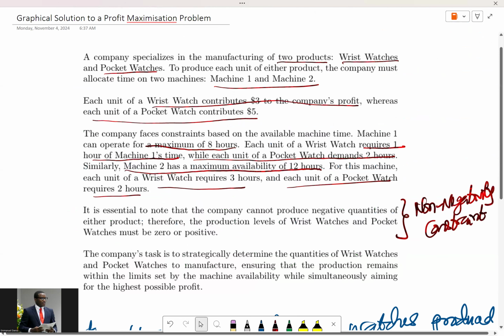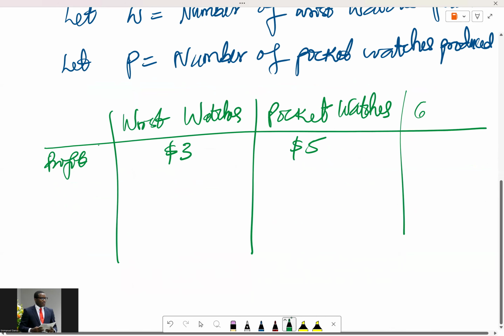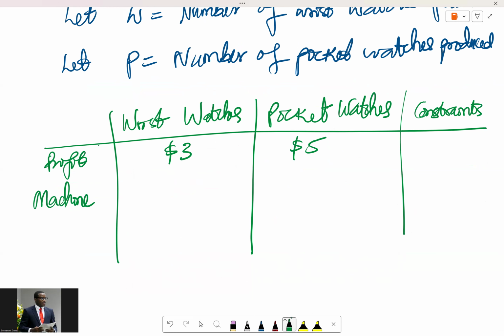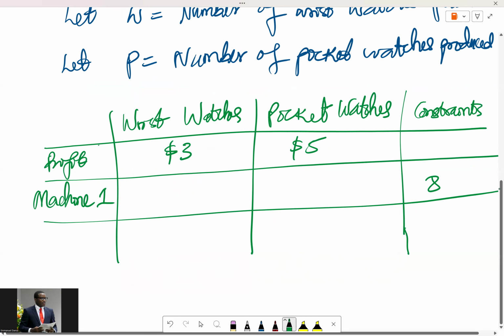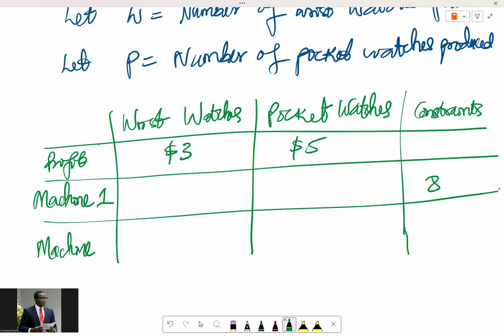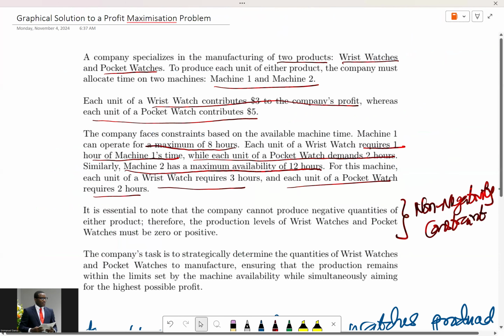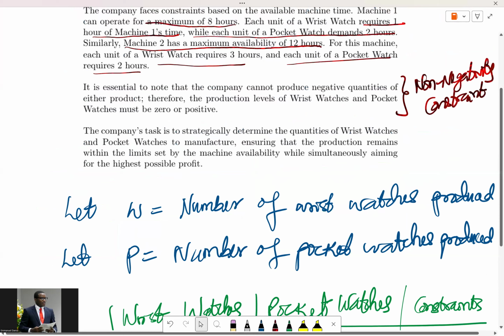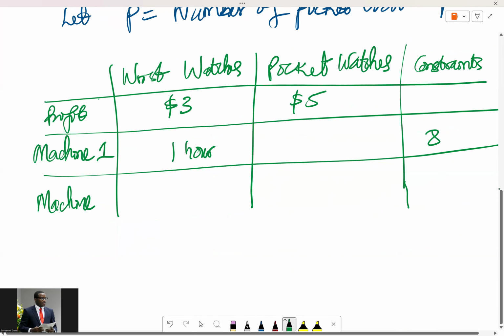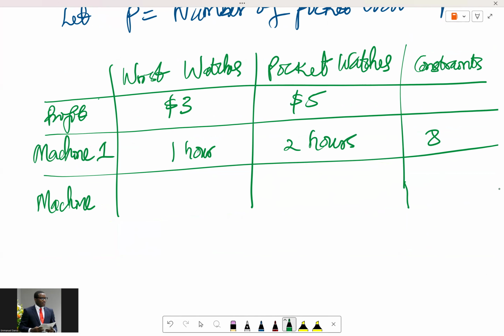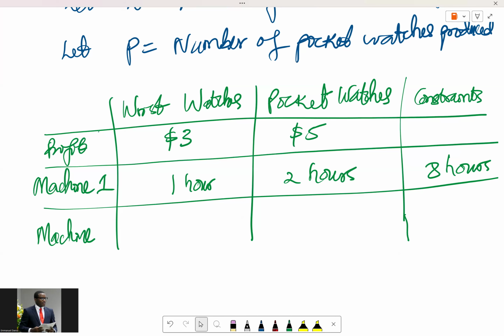The next thing is that the company faces constraints based on the available machine time. Machine one can operate for a maximum of 8 hours. So we put the constraints here, starting with machine one. Each unit of wristwatch requires 1 hour of machine time, while each unit of a pocket watch demands 2 hours. So if you put everything together, it cannot exceed 8 hours.